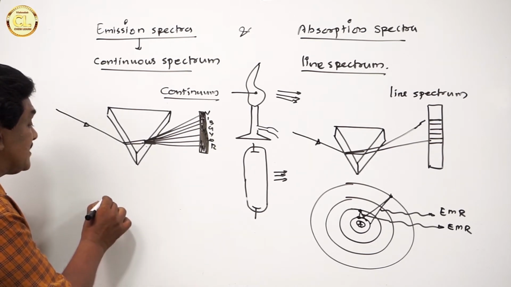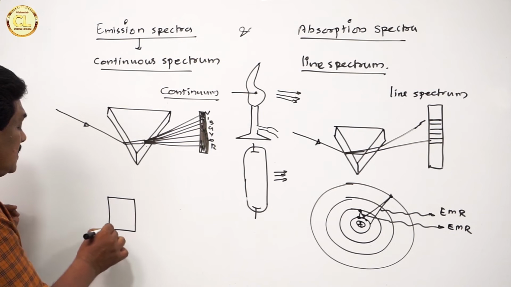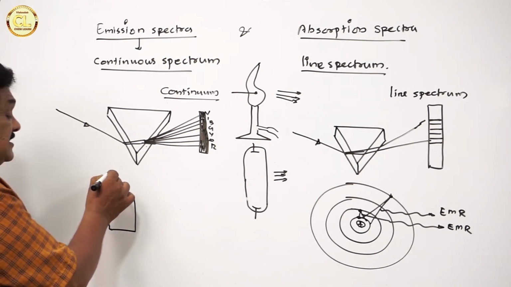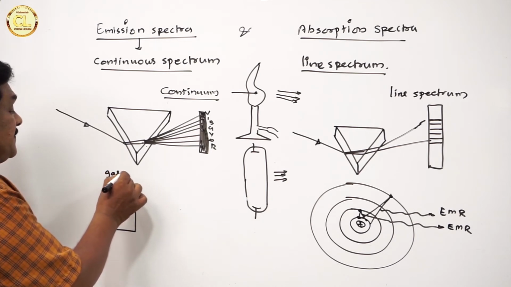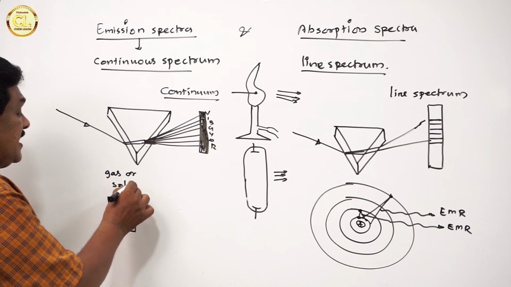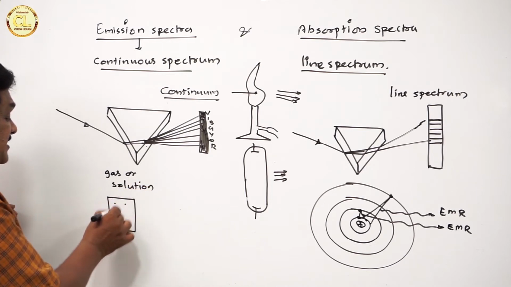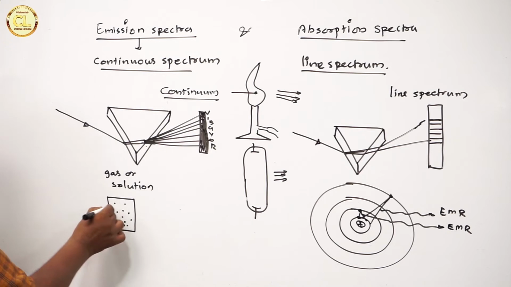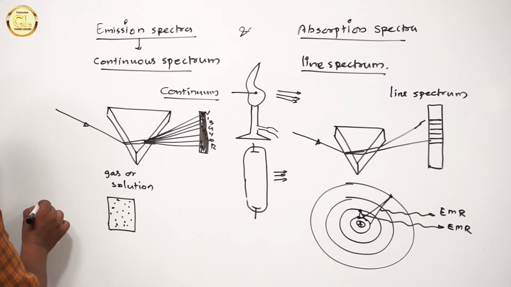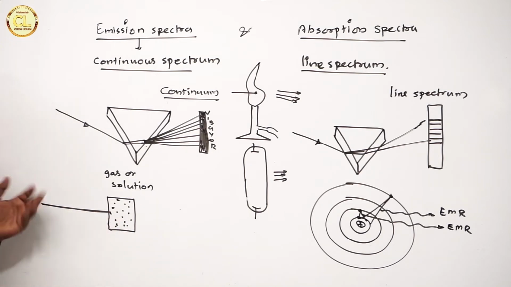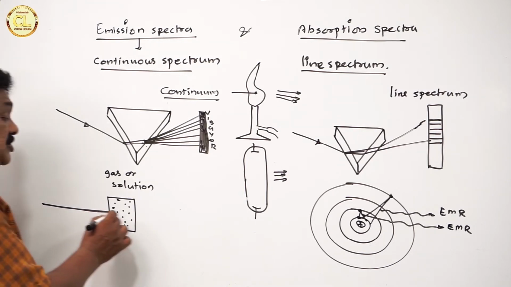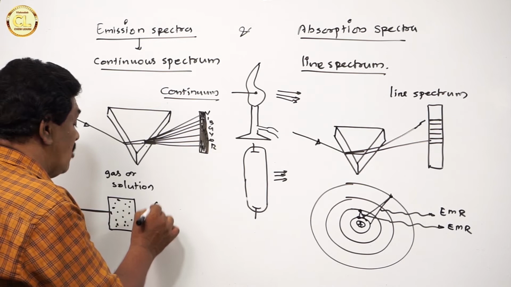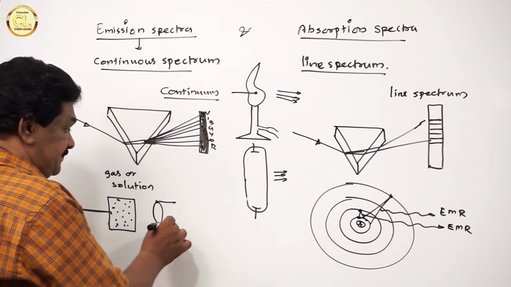A sample of substance is taken in the form of gas or solution in a glass chamber. Now radiations of different wavelengths are passed through the substance and then allowed to pass through a spectroscope.